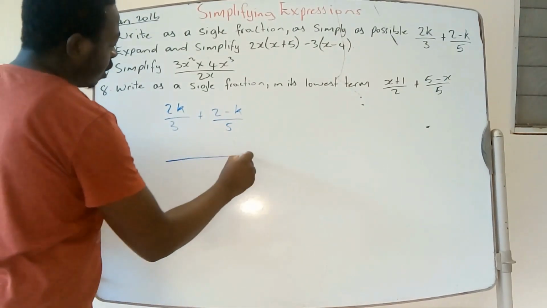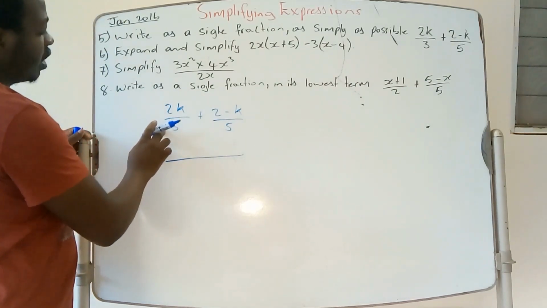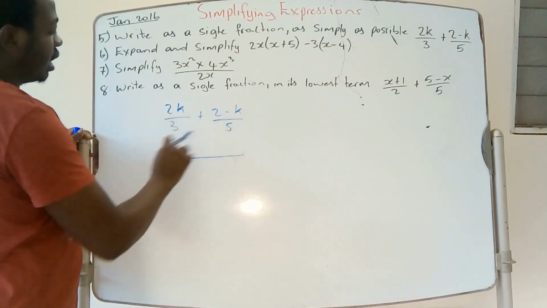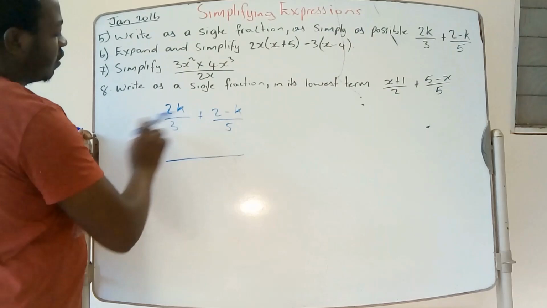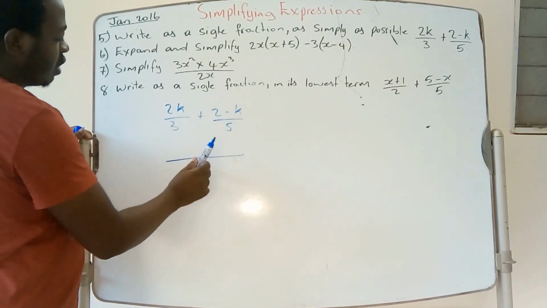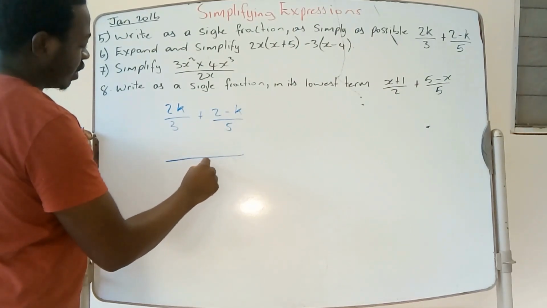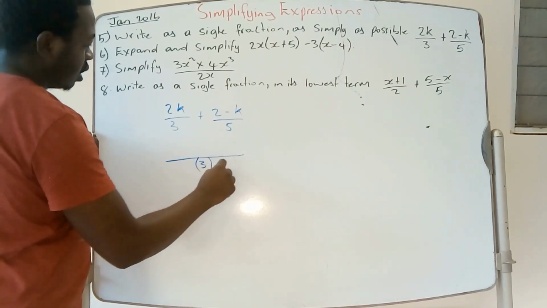Again, find a common denominator. How can you find a common denominator? Multiply this denominator, which is 3 times 5. 3 times 5 is 15, but I'm not going to write 15 just yet. I'm just going to write it as a product, which is 3 times 5.